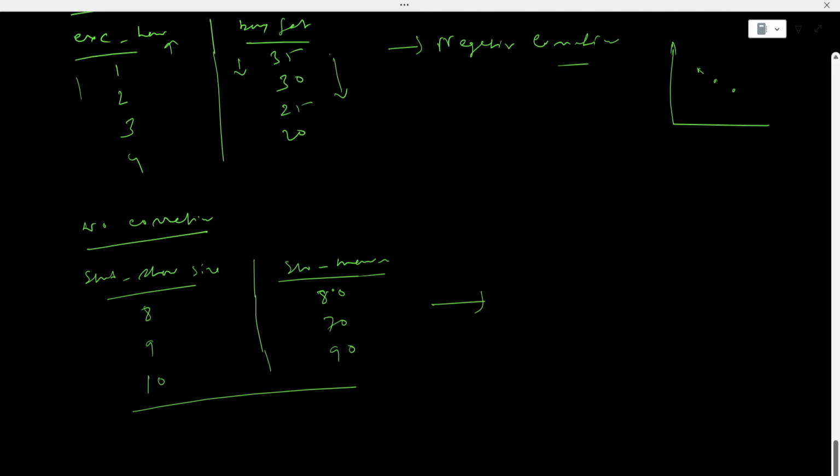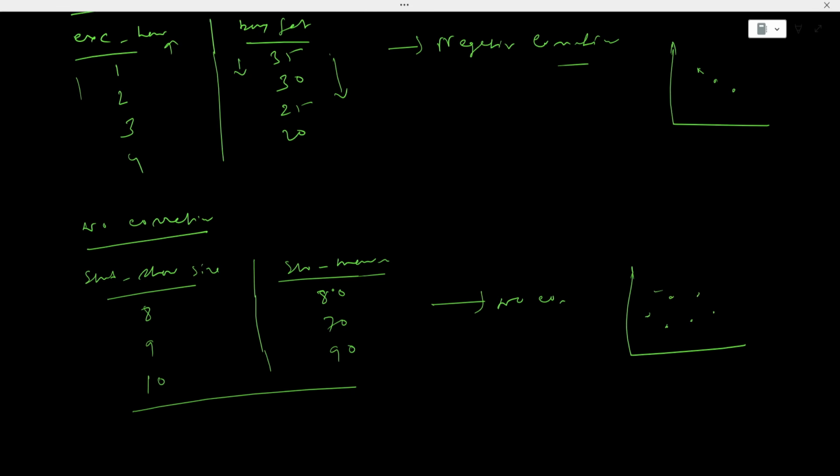So this is called no correlation. And if I plot this type of value in my scatter plot, then it will be something like this. The values will be randomly placed over here. There is no relationship between the points. So this is called no correlation.